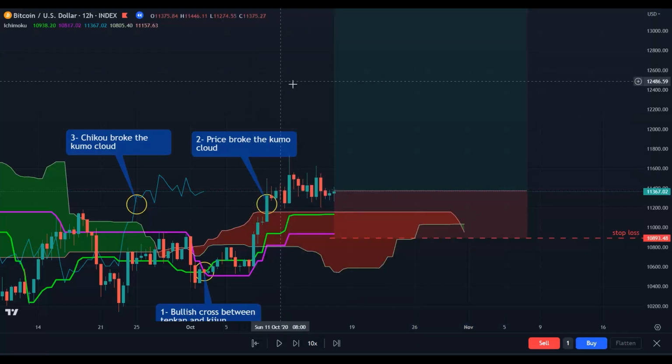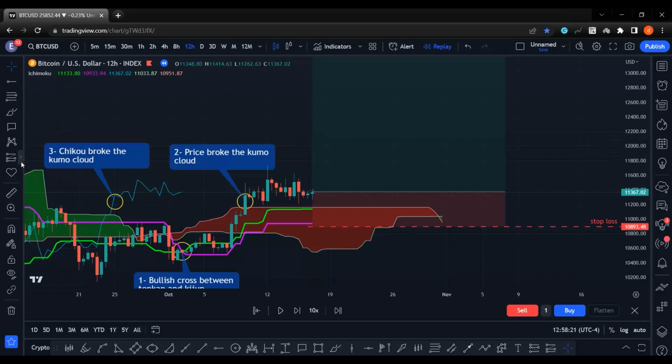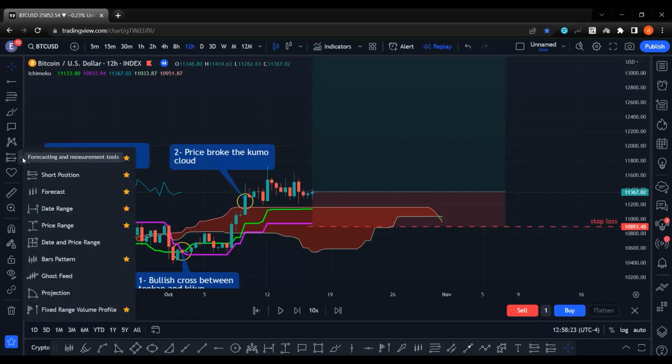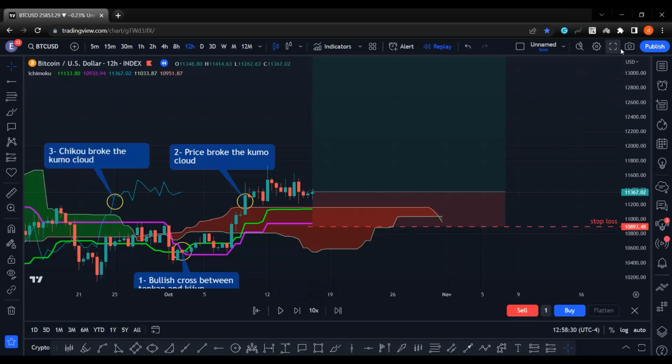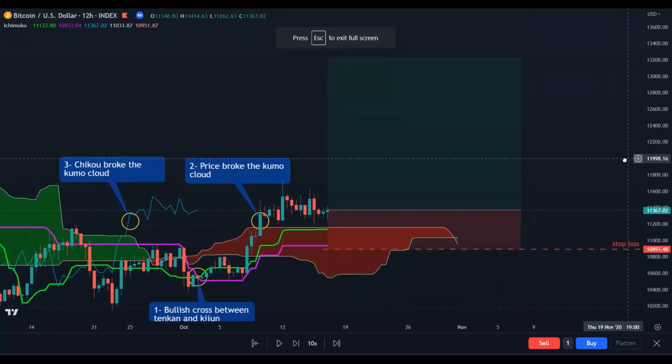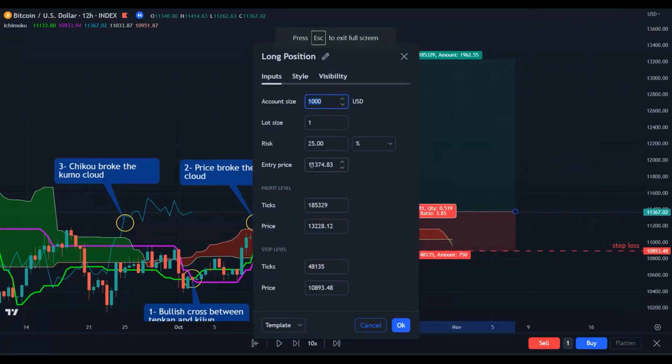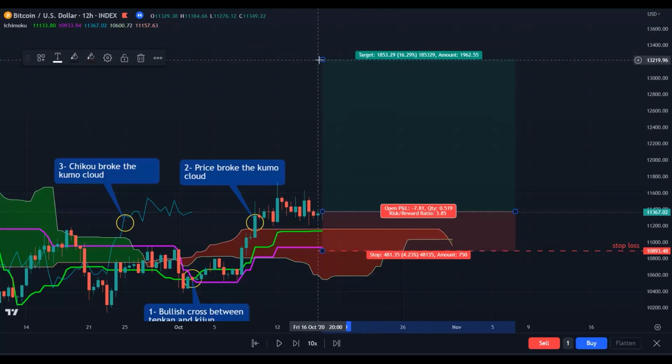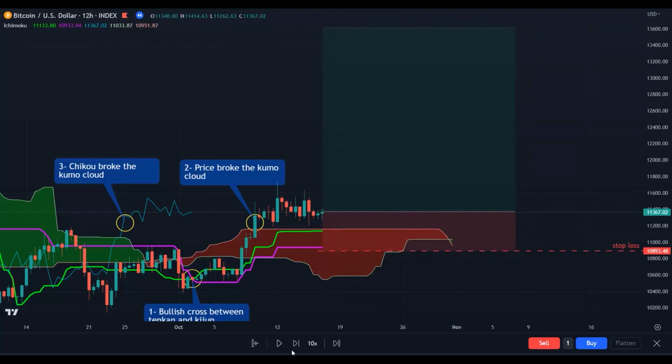And if you wonder how I added this to my charts, from this section you can add a long and short position. So this is a long position, so you can double click here and copy this number as your entry point and copy this number as your stop loss. And this is your profit, but we have no profit target in this strategy. Here I'm going to continue and see what's going to happen.